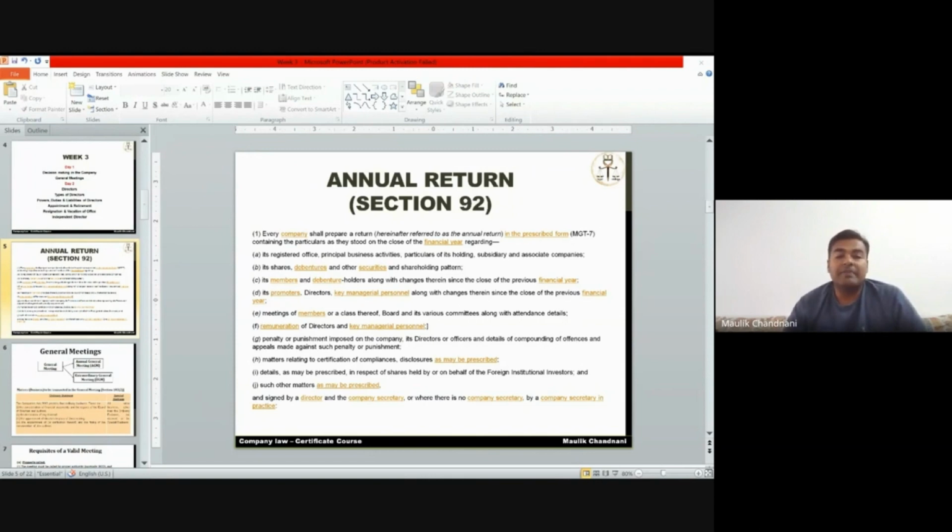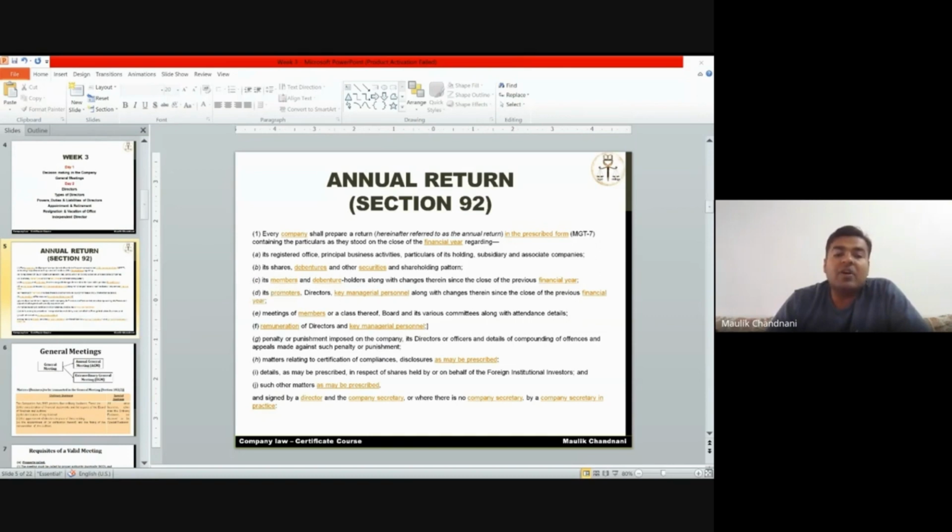The details of your members, the details of your debenture holders, that is the present members and debenture holders, and in the last previous year, that is from the last annual return, from the last AGM till this AGM, what are the changes in the members and the debenture holders? We need to highlight those changes. Who are your promoters, who are the directors, who are the key managerial persons, along with the changes since last AGM till this AGM, who all promoters, directors, KMPs got changed.